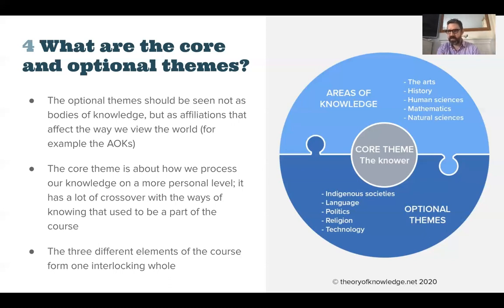But basically, you can make a link between any of the areas of knowledge to any of the optional themes, to the core theme. They all link. If you imagine a huge nexus kind of diagram, you could portray the course like that, but they all link in some way. So three different elements forming one interlocking whole is how I view the course.